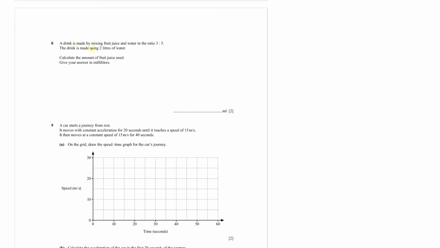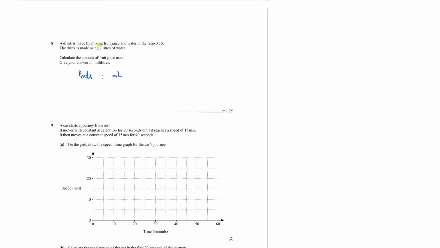Question 8 is, a drink is made by mixing fruit juice and water in the ratio 3:5. The drink is made using 2 liters of water. Calculate the amount of fruit juice used. Give your answer in milliliters. So we can use the ratio method here. So you have parts, ratio, milliliters.